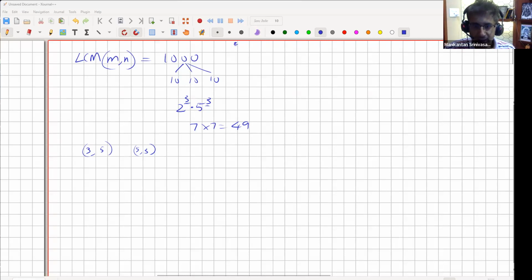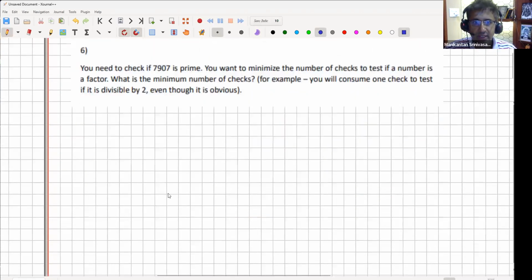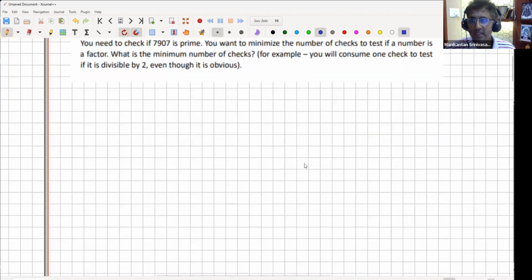Question 6. Okay, question 6. You need to check if 7907 is prime. You want to minimize the number of checks. Okay, what's the minimum number of checks? Right, it's a little bit open-ended question. It's not like an AMC10 type of question, more like to understand the concept well.